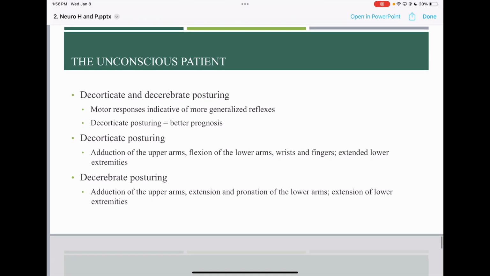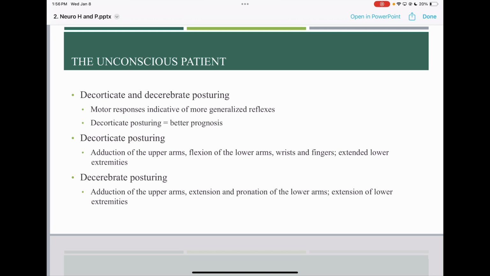So the other really important thing to know about the unconscious patient is how is their body set up. There's two different posturings. One's called decorticate, and the other one is decerebrate posturing. Okay? The better prognosis is the decorticate posturing. So what is decorticate posturing? Adduction of the upper arms, flexion of the lower arms, wrists and fingers, and extended lower extremities. So the arms are like this. This is decorticate posturing. I have some pictures of the football players, and how they land.